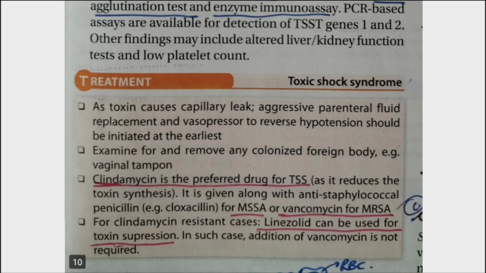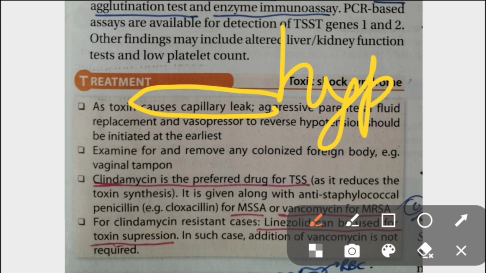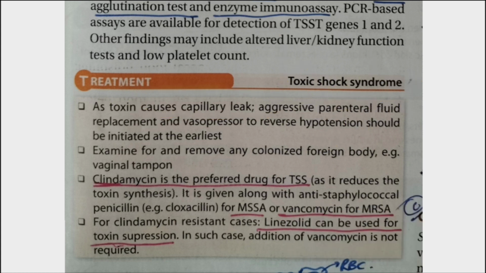Now coming to the treatment of toxic shock syndrome. As there is capillary leakage, there is hypotension, so we should give a large amount of fluid to the patient. We should remove the vaginal tampon, which is a major source of release of this toxin. Clindamycin is the preferred drug for toxic shock syndrome, and we can use cloxacillin for MSSA, methicillin susceptible Staphylococcus aureus, and vancomycin for MRSA. For clindamycin resistant cases we can use linezolid, which can be used for toxin suppression.